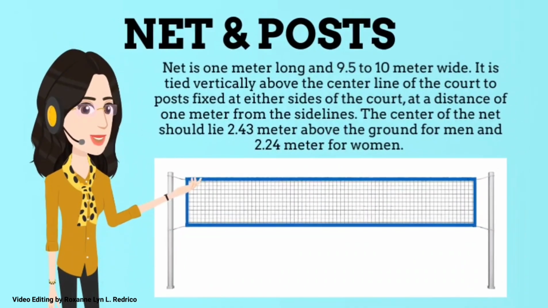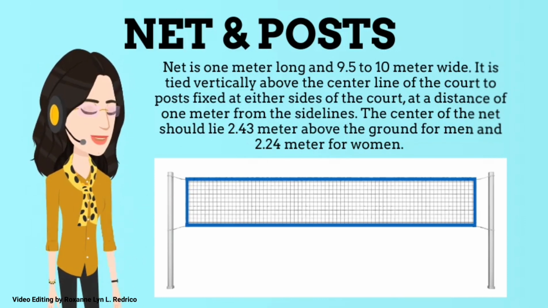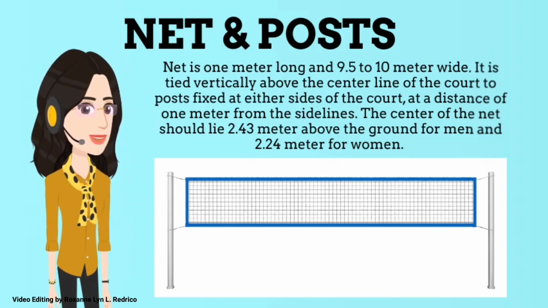Next equipment is the net and posts. Volleyball net is 1 meter long and 9.5 to 10 meters wide. It is tied vertically above the center line of the court to posts fixed at either side of the court, at a distance of 1 meter from the sidelines. The center of the net should lie 2.43 meters above the ground for men, and 2.24 meters for women.